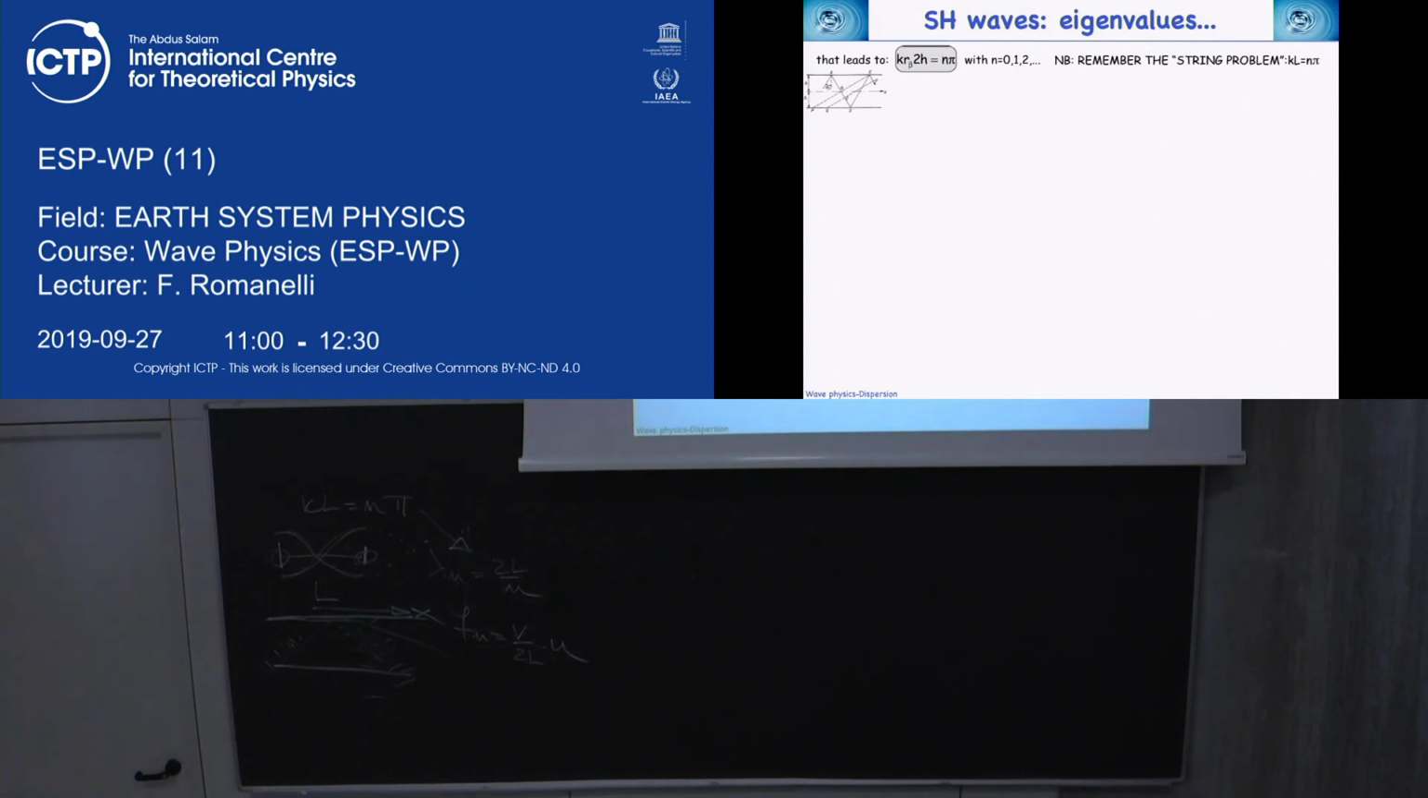Now, let's imagine 0 angle, 90. Now the wave will travel along the plate, satisfying the boundary conditions, and it's going to travel like an SH wave. Okay. Now, what is this?